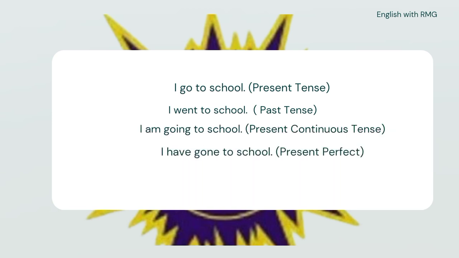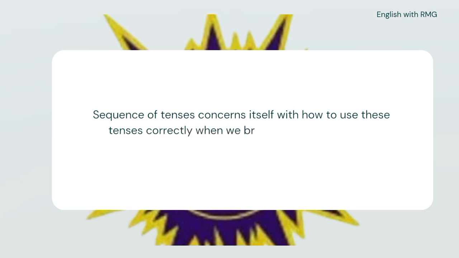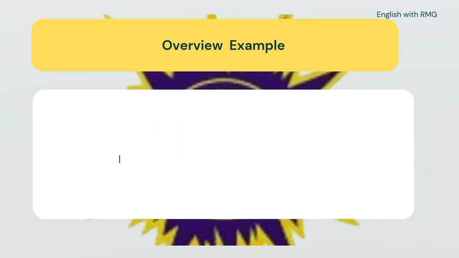What if I say, I have gone to school? That is a present perfect. That is something that has happened in the past and it is still relevant to the present. Then if I say, which is the last tense, I had gone to school, then you can tell that that is an action that has happened in the past and it has been perfected in the past. Do you understand? So, the tenses of verb help us to express the various time in which an action is carried out in English. So, when we talk about sequence of tenses, we are talking about how to use these various tenses correctly when we bring two or more clauses together in one structure.